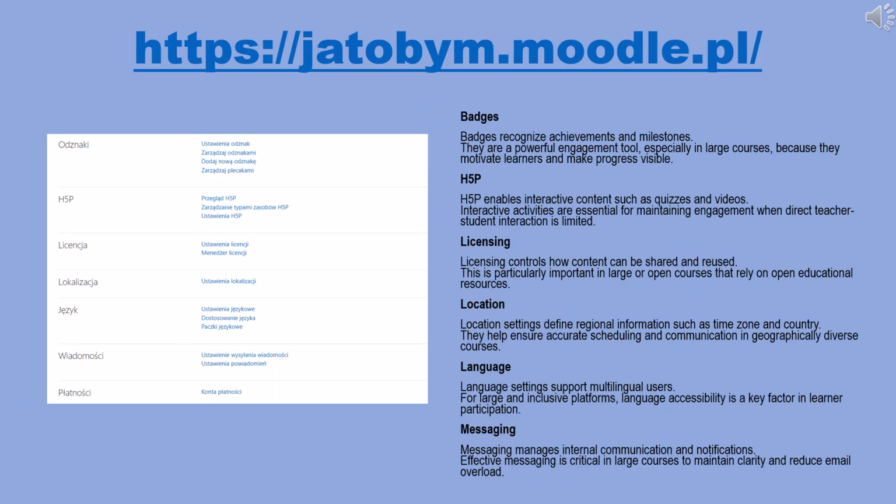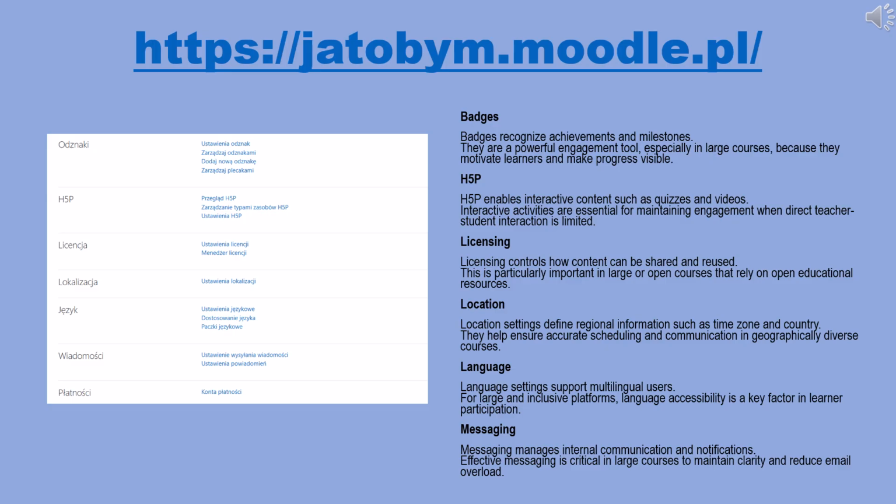Badges. Badges recognize achievements and milestones. They are a powerful engagement tool, especially in large courses, because they motivate learners and make progress visible. H5P. H5P enables interactive content such as quizzes and videos. Interactive activities are essential for maintaining engagement when direct teacher-student interaction is limited.